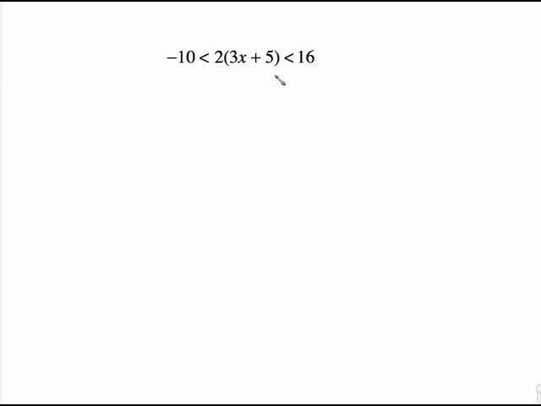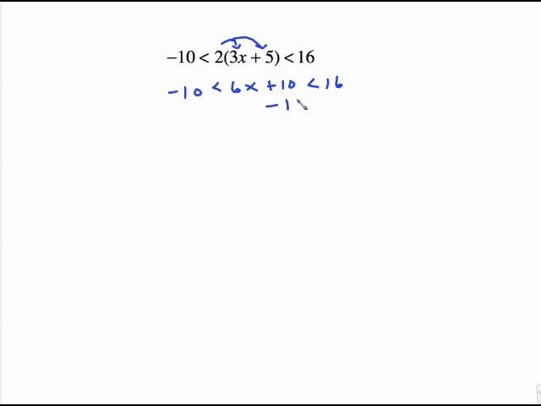A little more work inside here. It's still a matter of we've got to work to get the x, plain old x, in the middle here. So you know when you see a number in front of parentheses, that means you need to distribute. This other stuff stays where it was. So this is -10, less than 6x plus 10. That's distributing. Bring down your less than 16. And now this looks like the last couple we've done. We need to get the x alone.